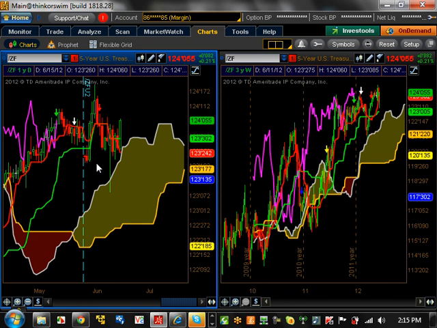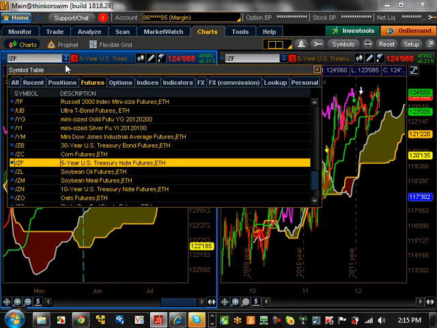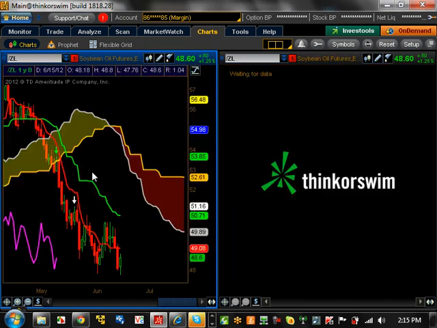5-year Treasury, nothing really going on. Bullish trending still here on the weekly, but the charts don't look that great as the 30-year. So I definitely used the 30-year instead of the 5.